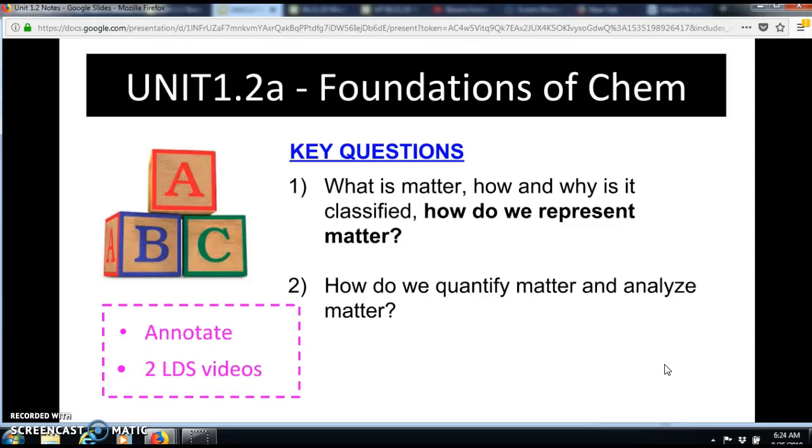In this note video, we'll be focusing on the second half of the first key question in this unit, which is how do we represent matter? This video has been broken into parts A and B. This is part A. Just a quick note, make sure with this video, as with every other video, you annotate key information or anything that's not shown on your slide packet. And also that you'll have to watch 2 additional Lewis structure videos.